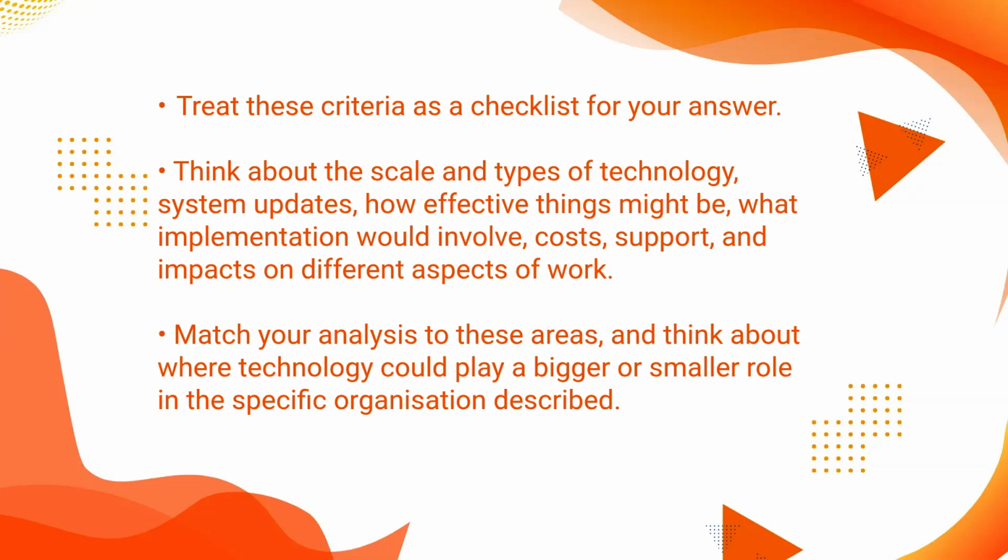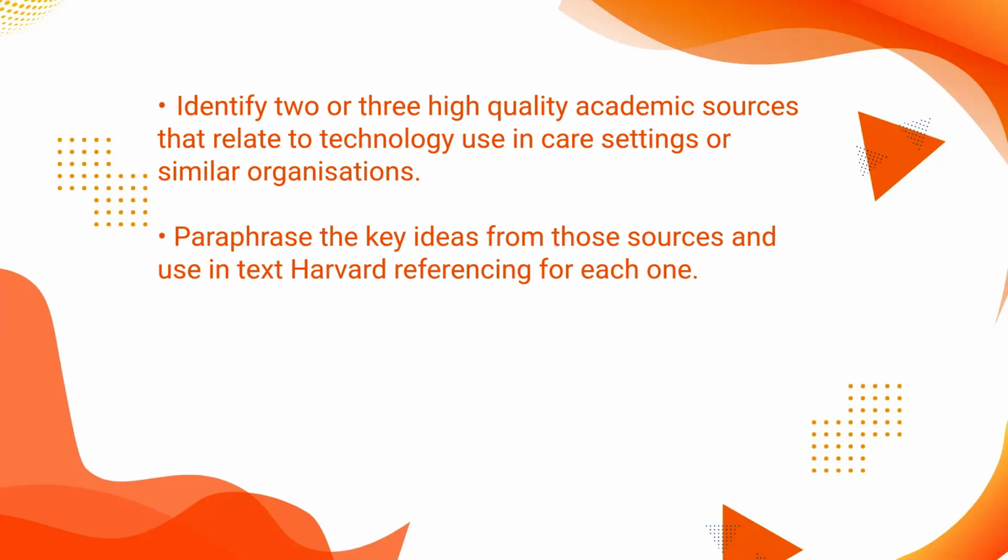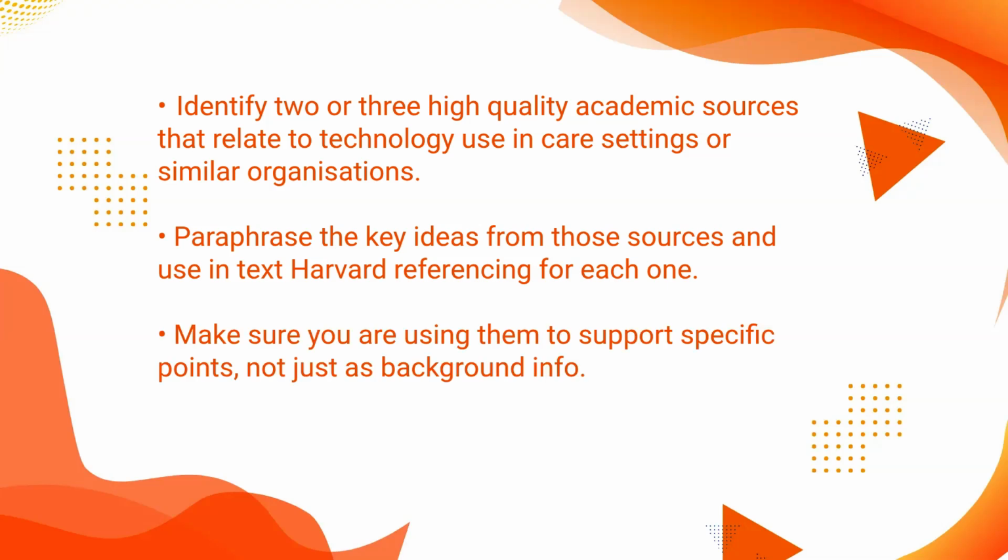Pick the most relevant. When it comes to using sources and referencing, you'll want to identify 2 or 3 high-quality academic sources that relate to technology use in care settings or similar organisations. Paraphrase the key ideas from those sources and use in-text Harvard referencing for each one. Make sure you're using them to support specific points, not just as background info. Don't forget to format your reference list correctly.